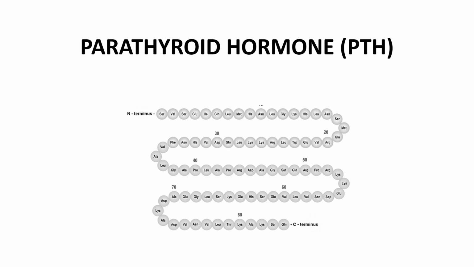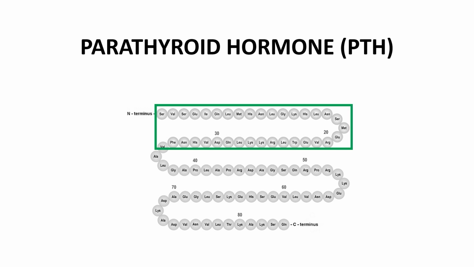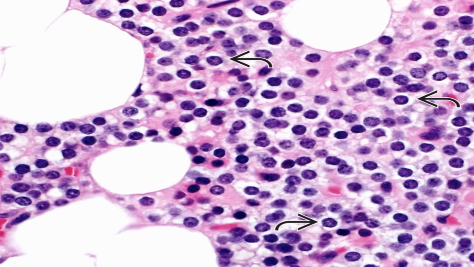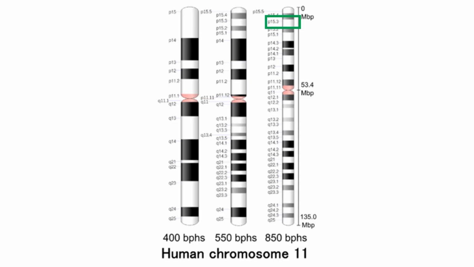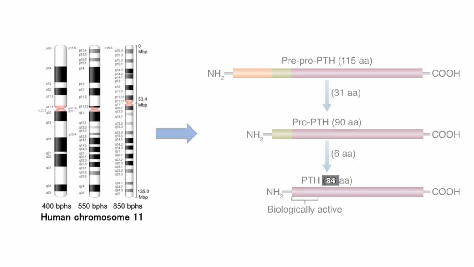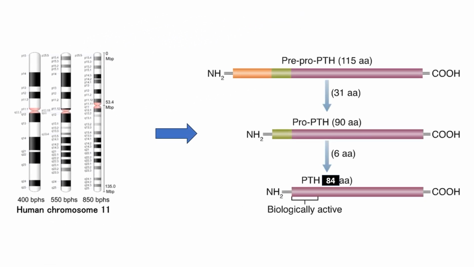Parathyroid hormone, or PTH, is a single-chain peptide with 84 amino acids in which the biological activity resides almost entirely in the N-terminal 35 amino acids. It is synthesized by chief cells of the parathyroid glands. The PTH gene is located on chromosome 11p15.3, transcription and translation of which results in pre-pro-PTH at the ribosomes.